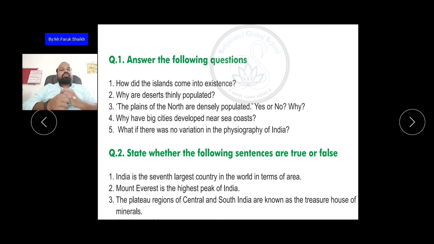Now state whether the following sentences are true or false. India is the seventh largest country in the world in terms of area. So this is correct. India is the seventh largest country in the world in terms of area.